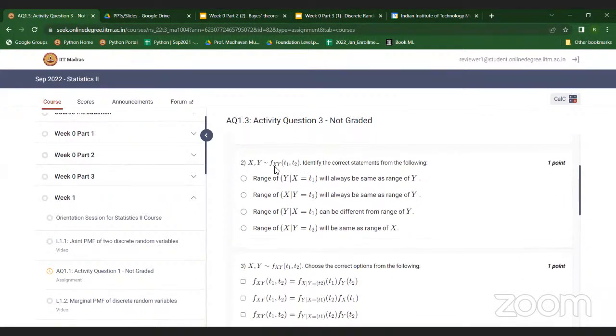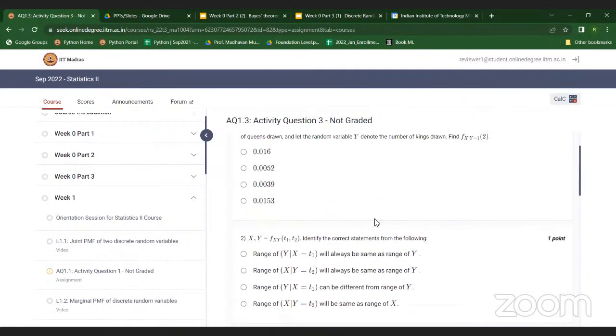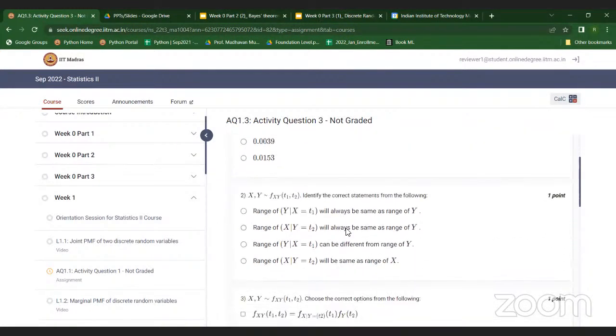X, Y has joint pmf fxy of t1, t2. Identify the correct statements among the following. Range of Y given X equals t1 will always be the range of Y. That need not be the case.